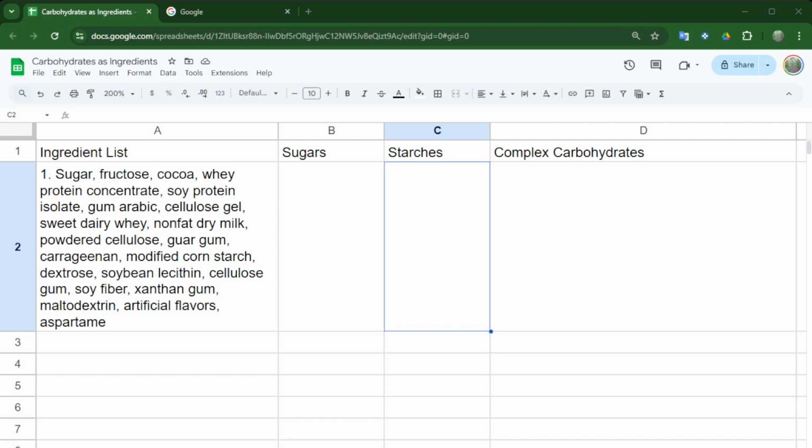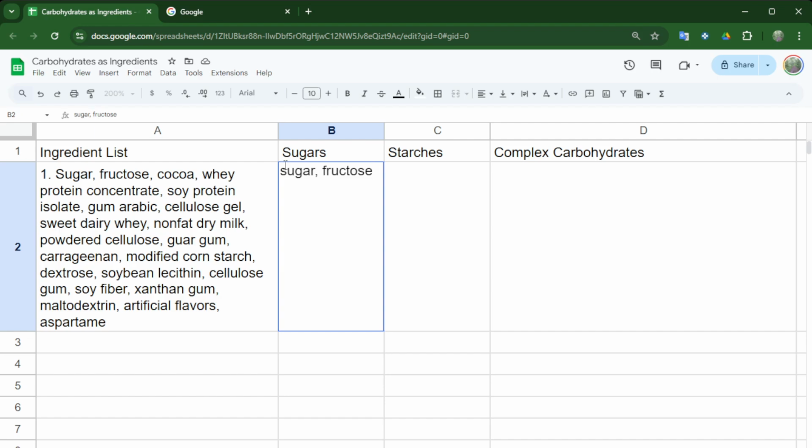Okay, so let's go through this first ingredient list, which is number 1 in the assignment. There'll be no excuse for anybody to get this one wrong. Let's go through it just ingredient by ingredient. Okay, so sugar, that one's pretty obvious, right? So we'll put sugar in here. Fructose, right? That is a sugar that we have talked about.